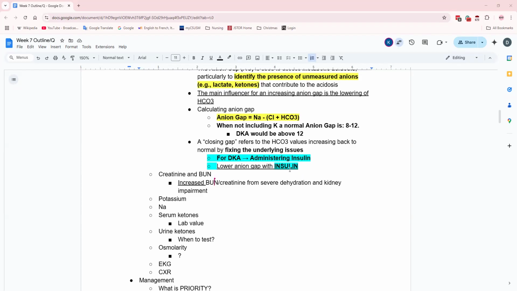Okay, Diego says anion gap separates between acidosis due to hidden acids versus other causes like hyperchloremic metabolic acidosis.